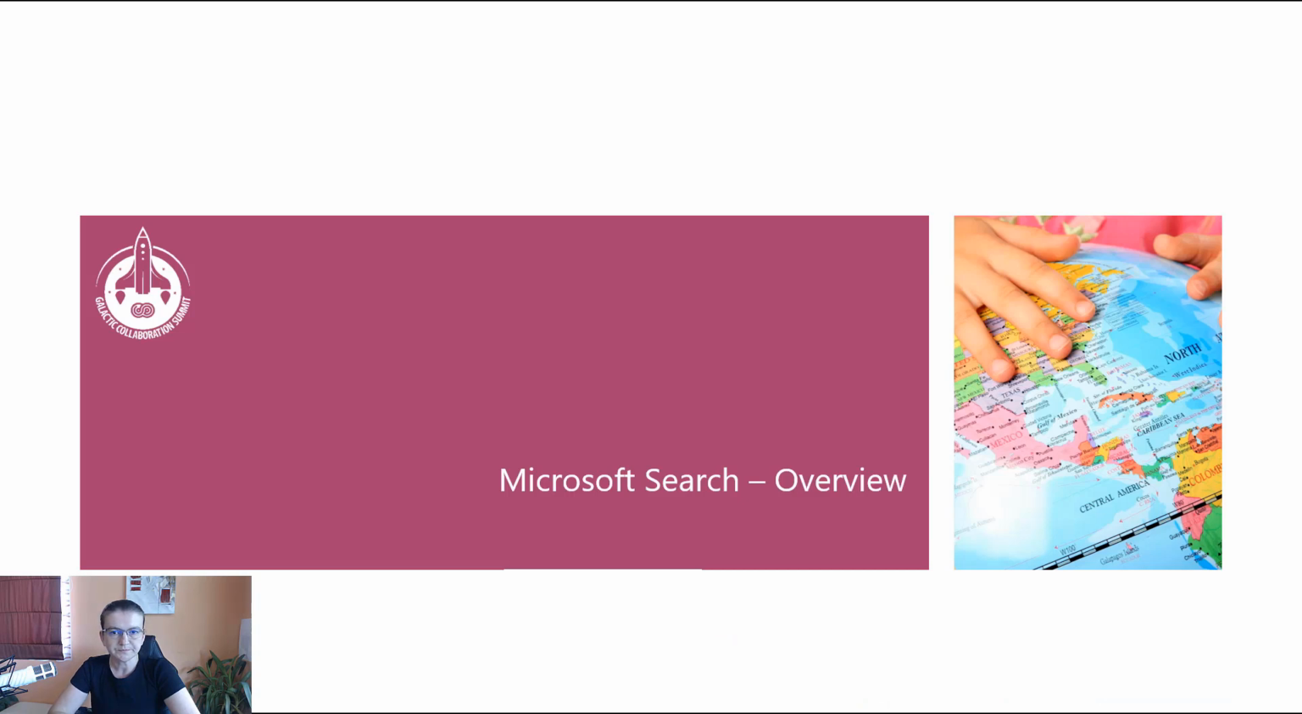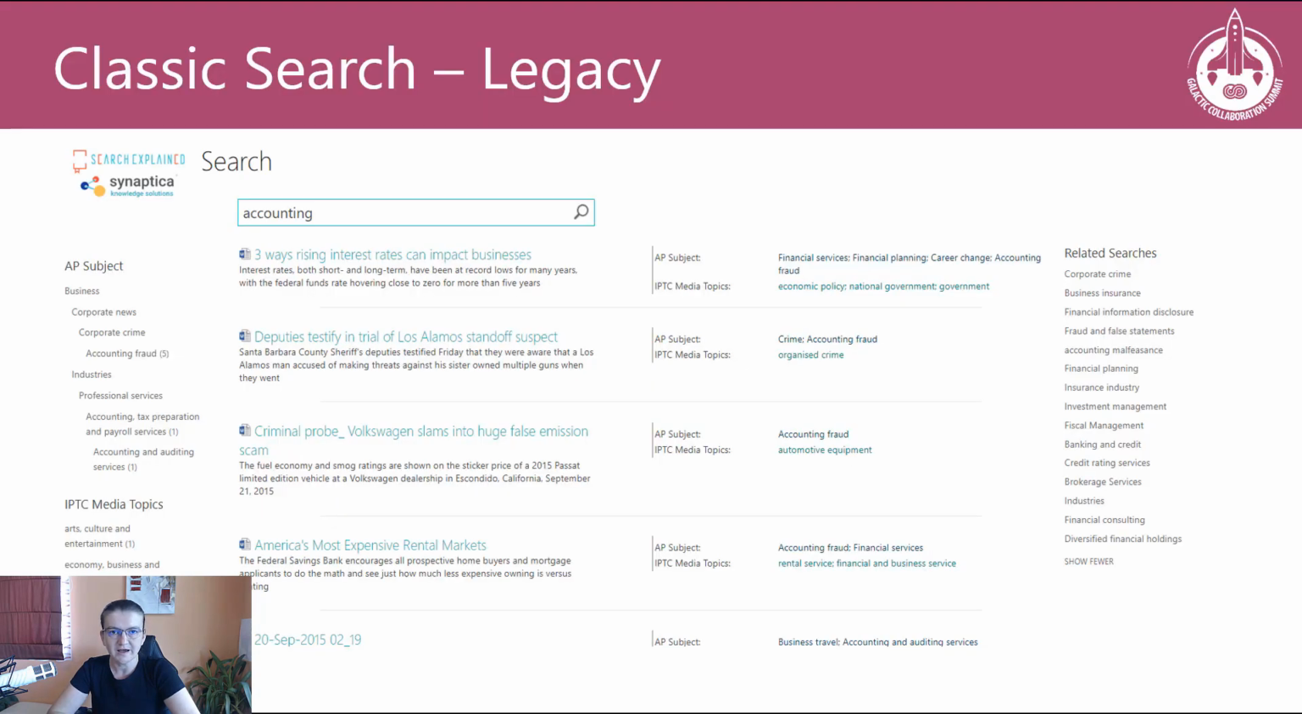So first of all, yes, we still have the classic search, which means if you know search in SharePoint 2013, if you know search in SharePoint 2016 on-prem, the classic search in SharePoint Online is the same. We have the same user interface, we have almost the same customization and configuration options. You can create custom refiners, custom display templates, custom verticals. So if you need a custom search application, this used to be a good way to go.